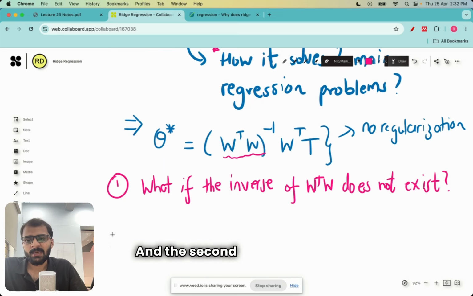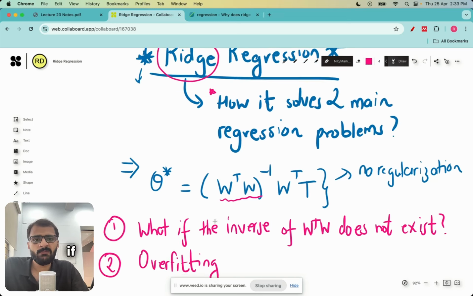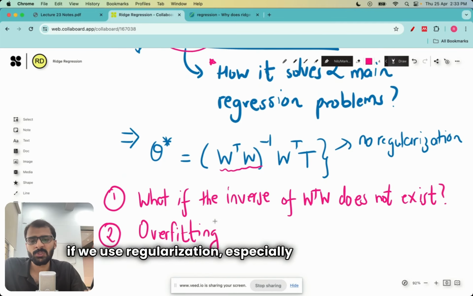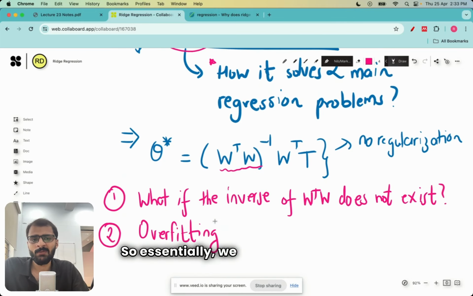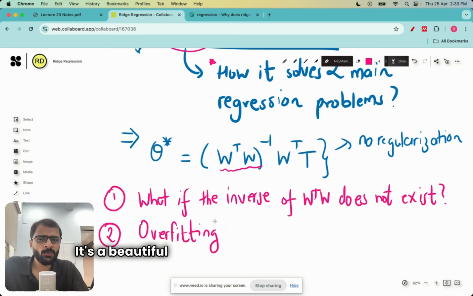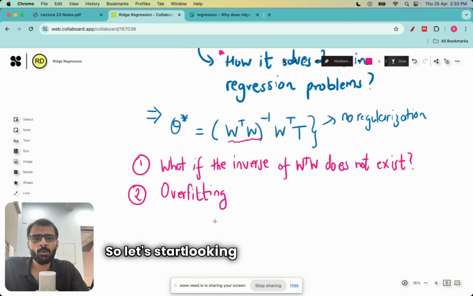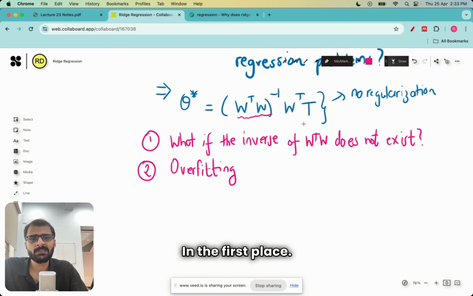And the second major problem is, of course, overfitting. Both of these problems will be solved if we use regularization, especially ridge regression. So essentially, we are killing two birds with the same stone. It's a beautiful solution to both of these problems. So let's start looking at ridge regression in the first place.